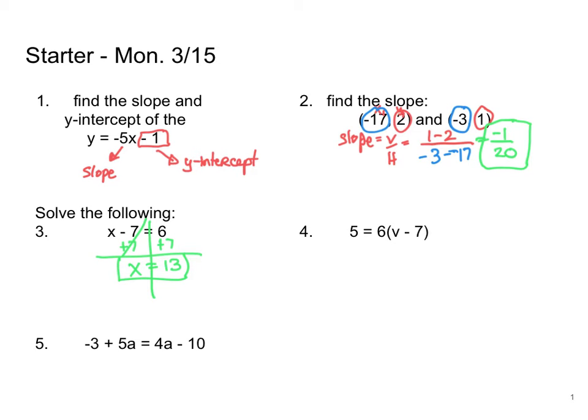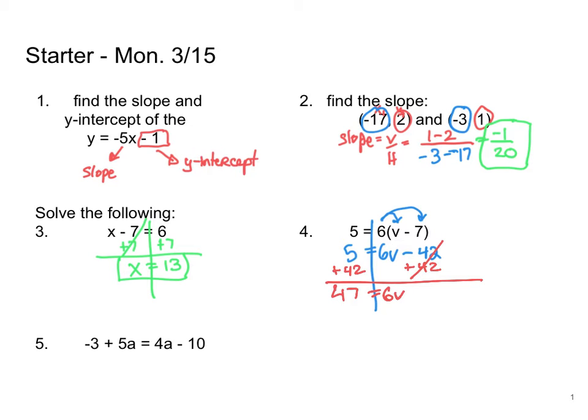And then on number 4, our first step is going to be the distributive property. So 6 times v is 6v, subtract 6 times 7, which is 42. We still have our 5 and our equals. So remember, we want to get all of the numbers on one side and our letters on the other. So I see a subtract 42, so I'm going to add 42 to both sides. We're going to have 6v, positive negative 42, they go away. 5 plus 42 is 47.